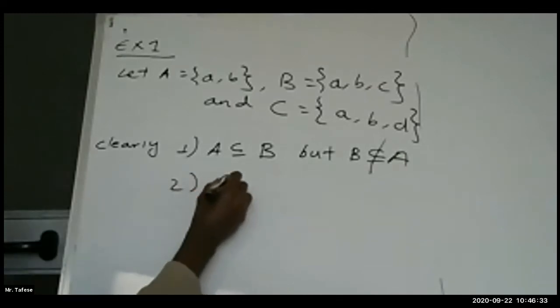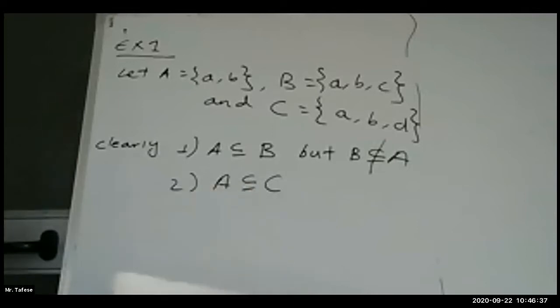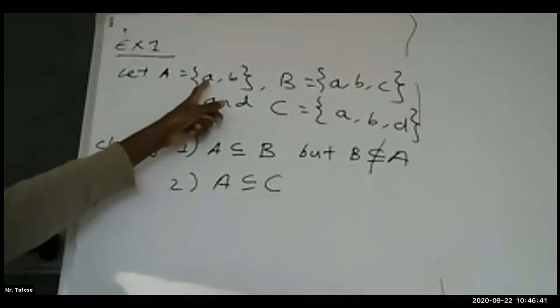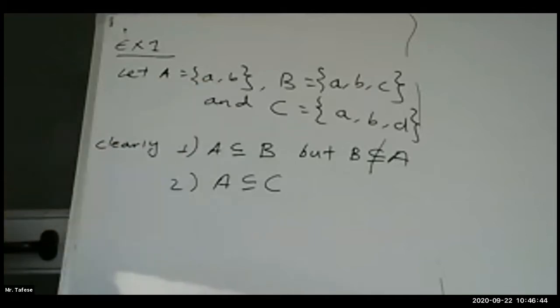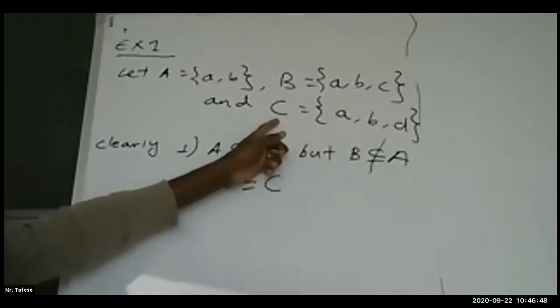Number two, set A is a subset of set C. Clearly, the elements of set A, a and b, are already included in set C.